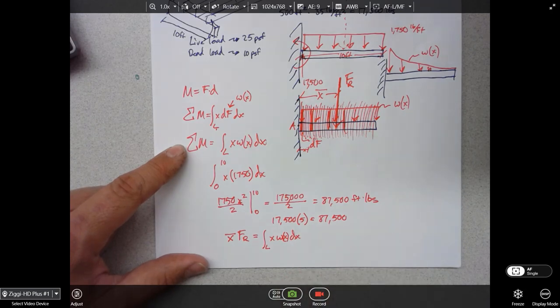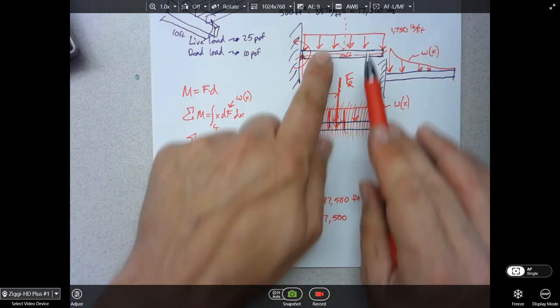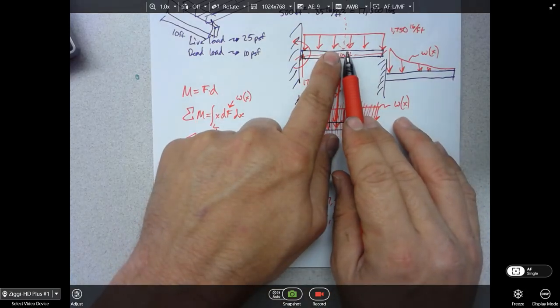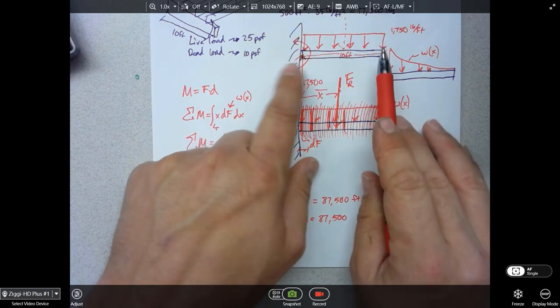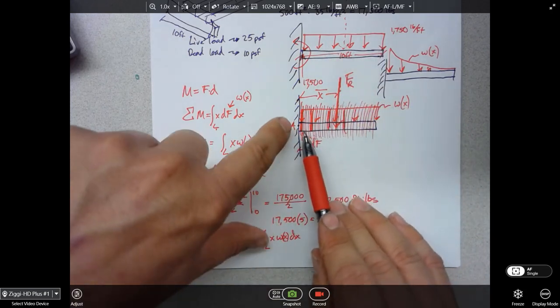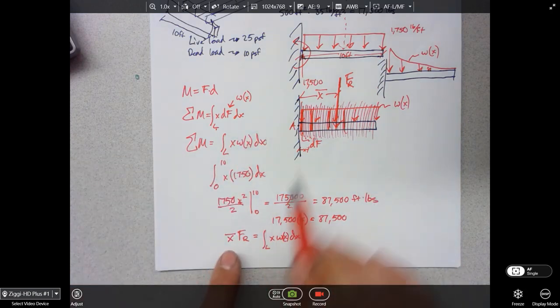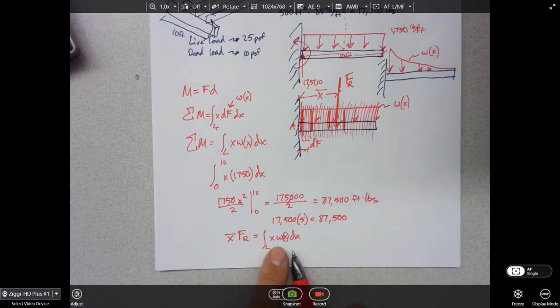Everybody okay with that? If I'm going to replace my distributed load with a single force, it has to have the same moment. That's what we're trying to do here. We're doing force simplification. We have a distributed load and want to replace it with a single point load, but we have to make sure that the moment experienced by A stays the same. So my X bar FR, the location of my resultant force times its magnitude, must be equal to the moment of the whole distributed load.